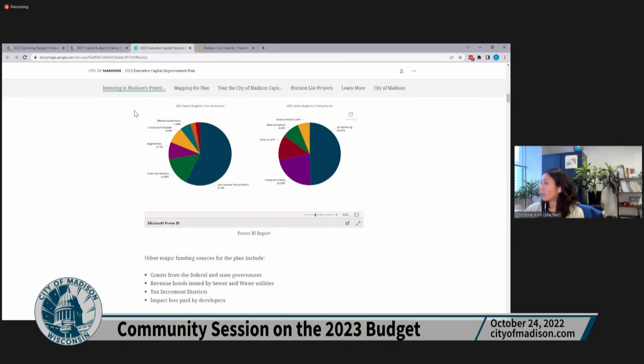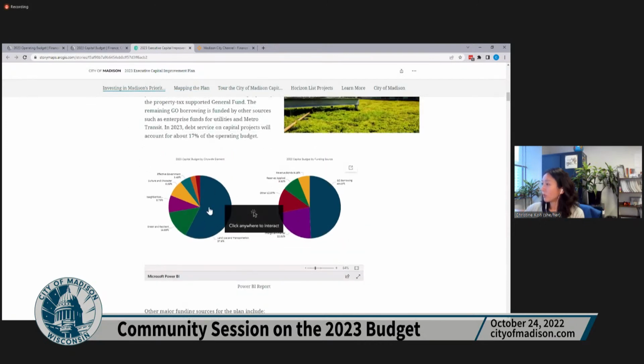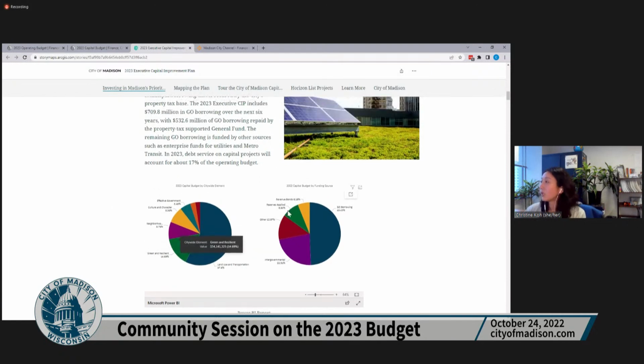And we also have these embedded charts and graphs using Power BI visuals. And if you select any of the features, you can get a little bit more detail on the budget. So this is something that I think it's interesting to see how some of these projects are located around the city.